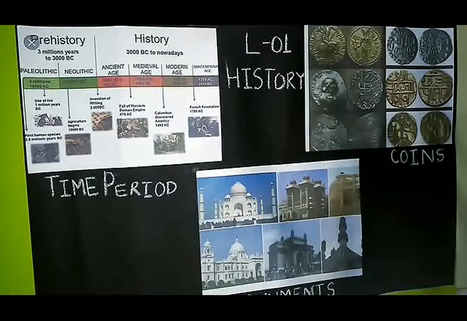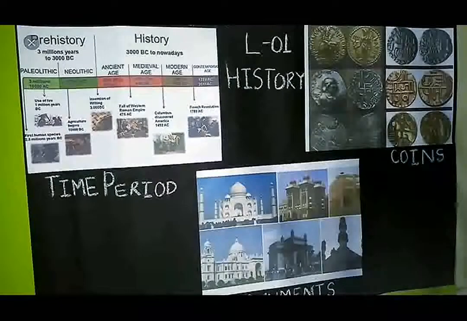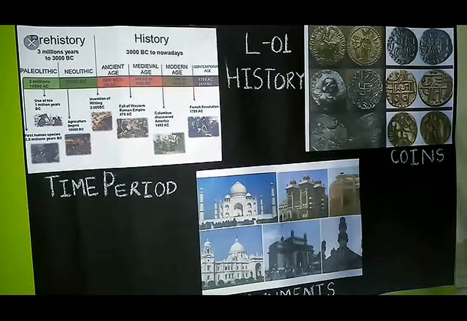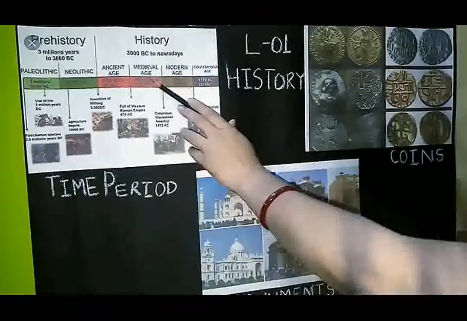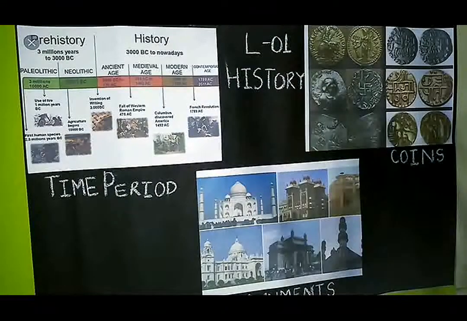Now let's discuss about the division of history. Time and history both are continuous. History now relates to a long period of time. For the sake of better understanding and convenience, history has been divided into the following three periods. Ancient period, medieval period and modern period. Now let's discuss one by one.